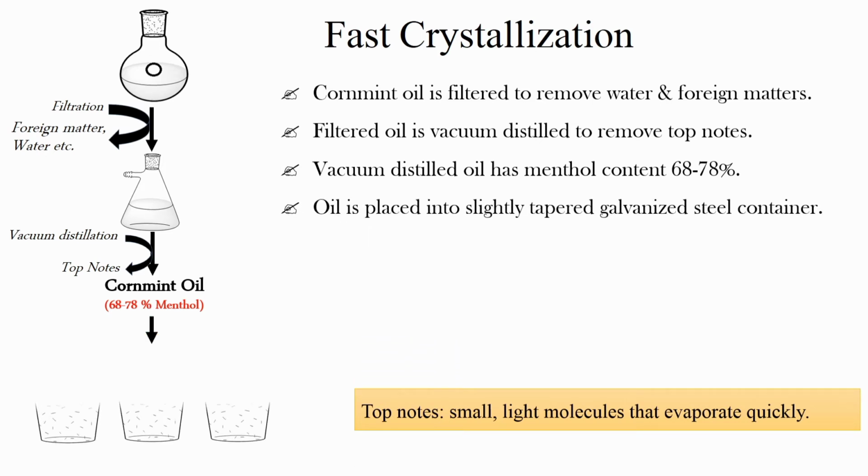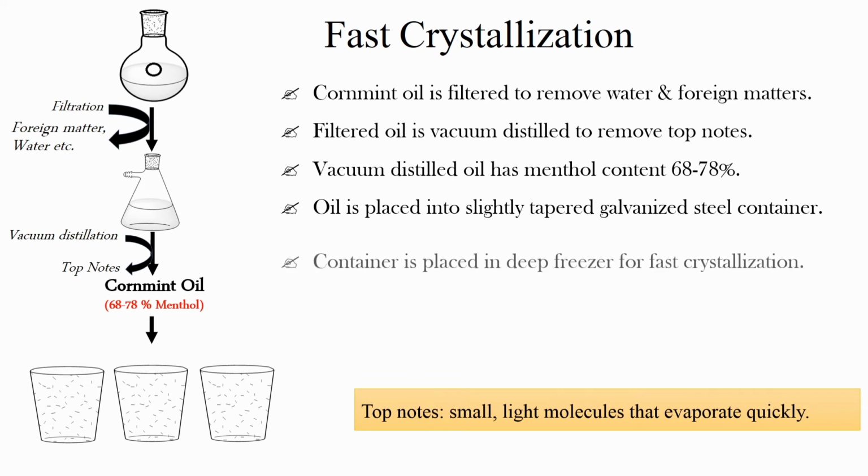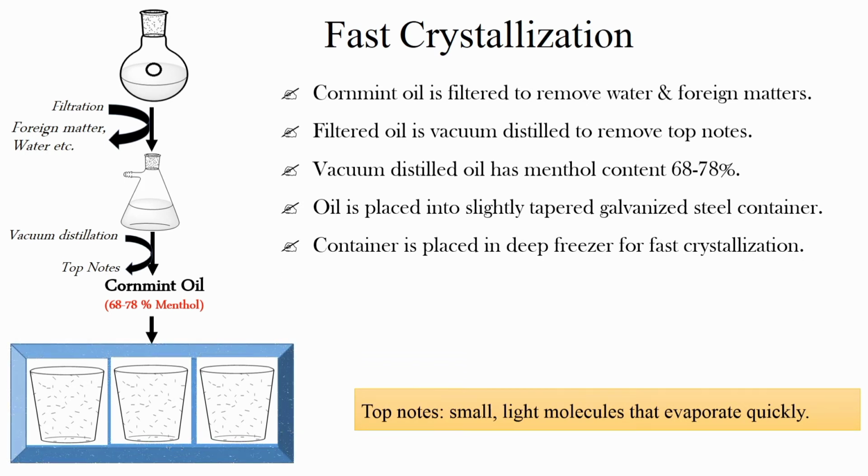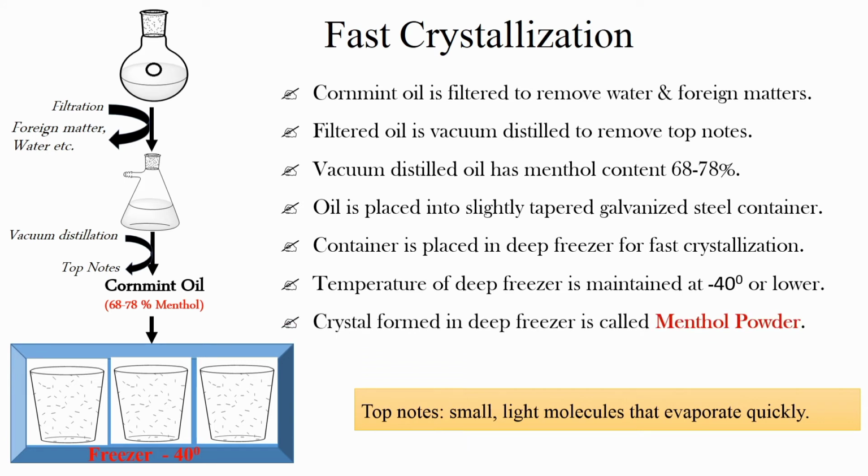The oil is placed into slightly tapered galvanized steel containers. The containers are placed in a deep freezer for fast crystallization. Temperature of the deep freezer is maintained at -40 or lower. The crystal formed in the deep freezer is called menthol powder.